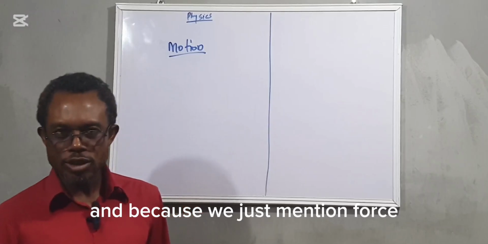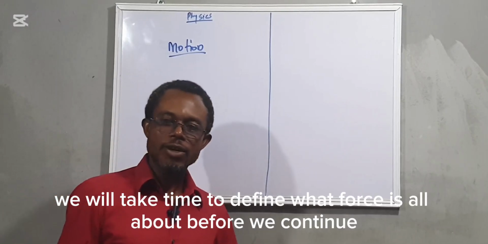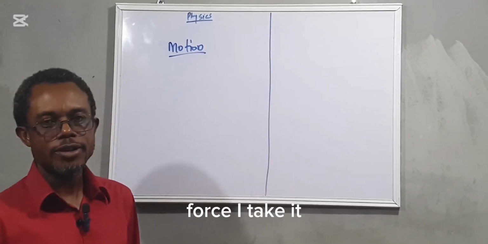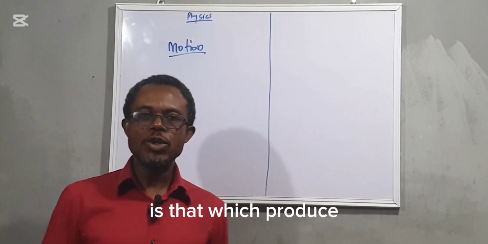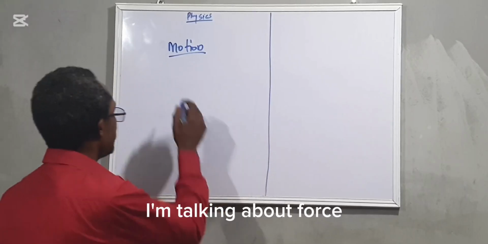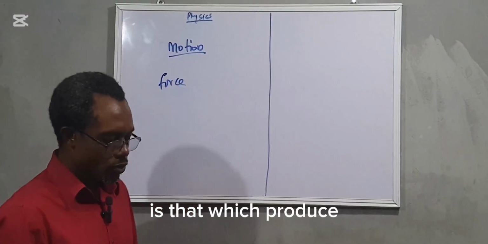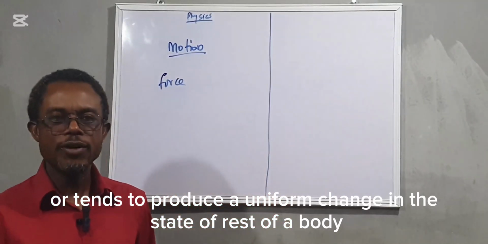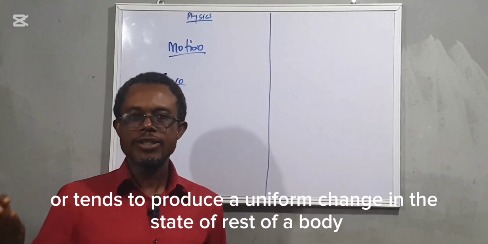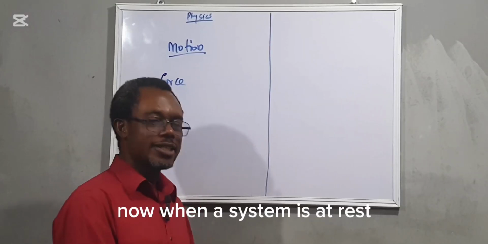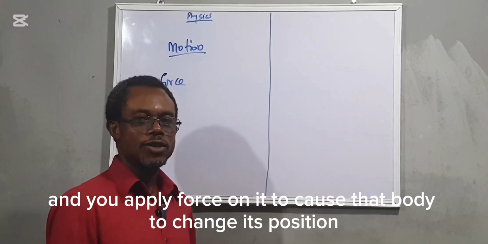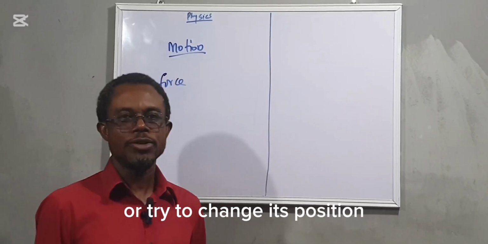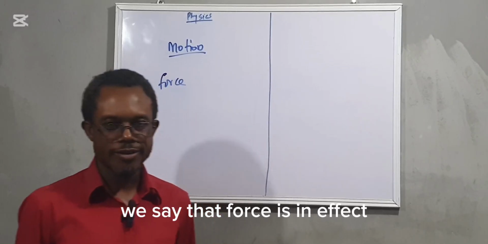And because we just mentioned force, we will take time to define what force is all about before we continue. Force is that which produces or tends to produce a uniform change in the state of rest of a body. Now, when a system is at rest and you apply force on it to cause that body to change its position or try to change its position, we say that force is in effect.